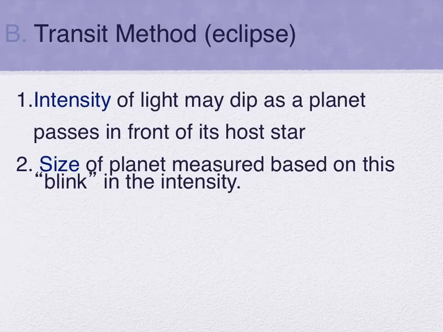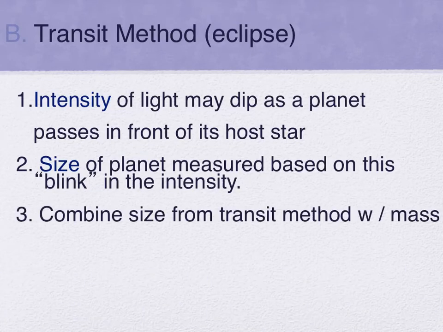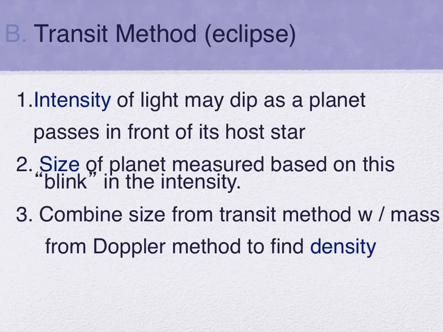Now, if you can use the Doppler effect to get the mass, and use the transit method then to get the size or volume of the planet, when you combine the mass and the volume, that gives you the density. And the density is really key. The density tells us what kind of planet we're dealing with.